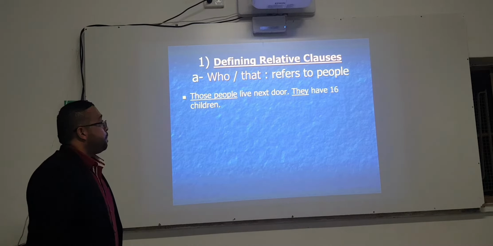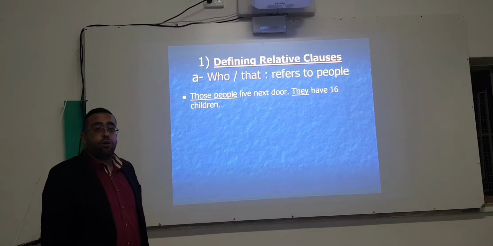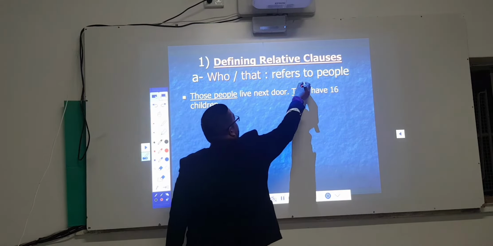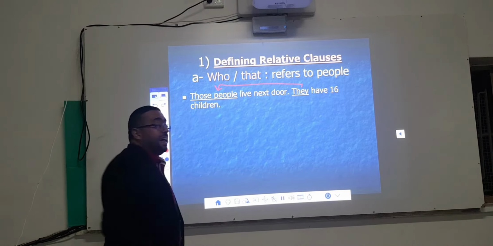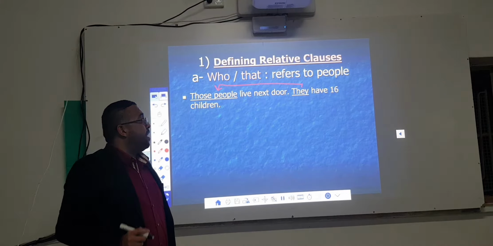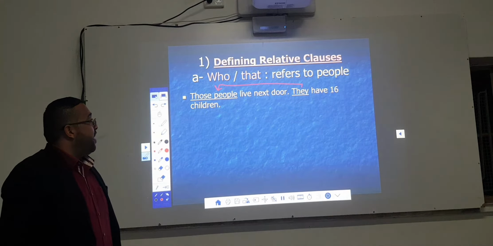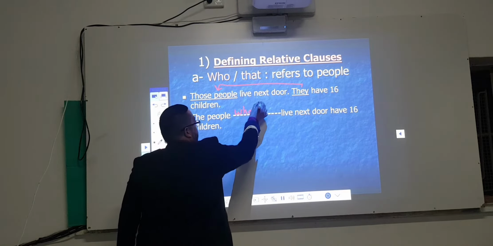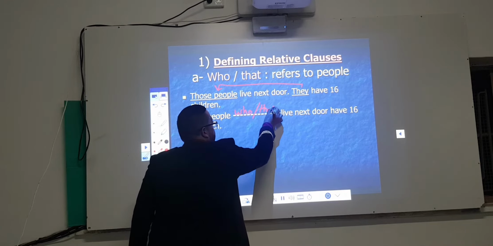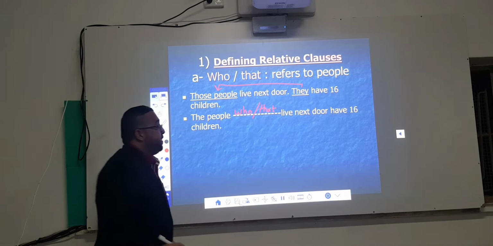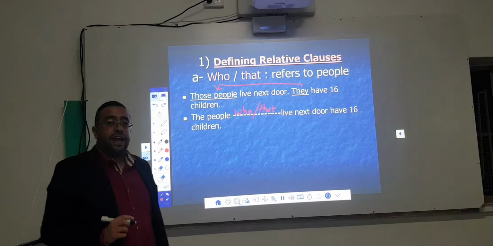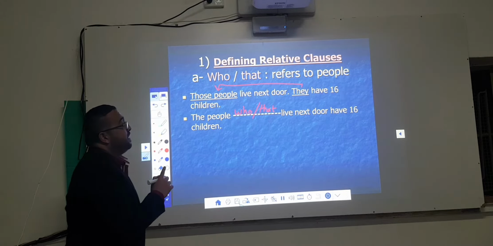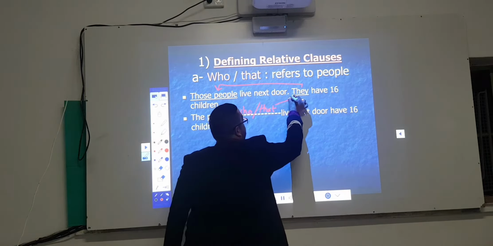For example, those people live next door. They have 16 children. The underlined pronoun here refers to those people. And if we want to join these sentences together in a meaningful sentence, the answer is: the people who or that live next door have 16 children. Look here, we use who or that instead of the pronoun they.